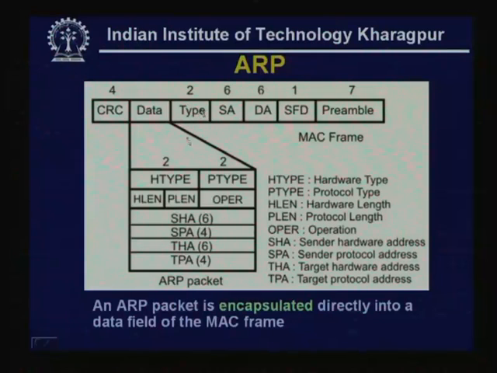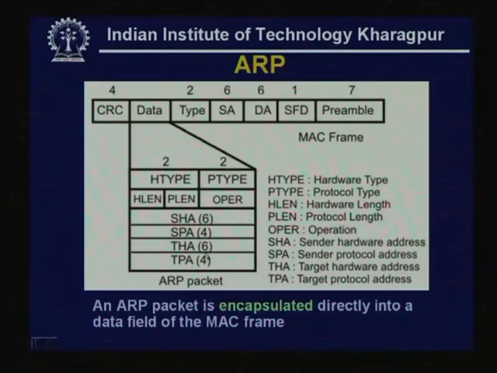Then the type, in this case, specifies that it is the ARP protocol. As you can see, there are fields corresponding to the hardware address, that is the physical address, as well as the protocol address, that is your IP address. So, 6 bytes and 4 bytes, and target hardware address and target protocol address.